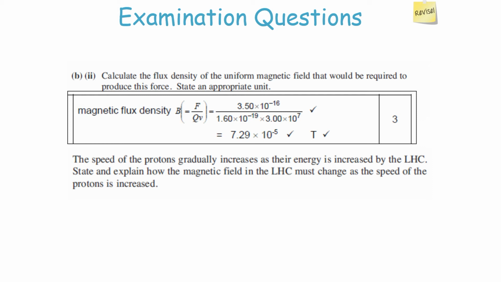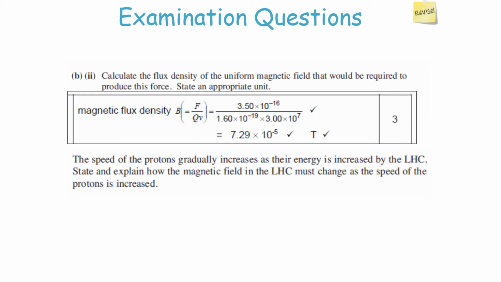You've got q because you know the charge, because it's a generally known value, so it's 1.6 times 10 to the minus 19. Which is why it's always important to know your key values, such as the charge of protons and electrons. And then you divide by the velocity, which we know is 3 times 10 to the 7. So our answer is 7.29 times 10 to the minus 5. And again, it's always important you memorize your different units. It's the Tesla. So there's your answer.